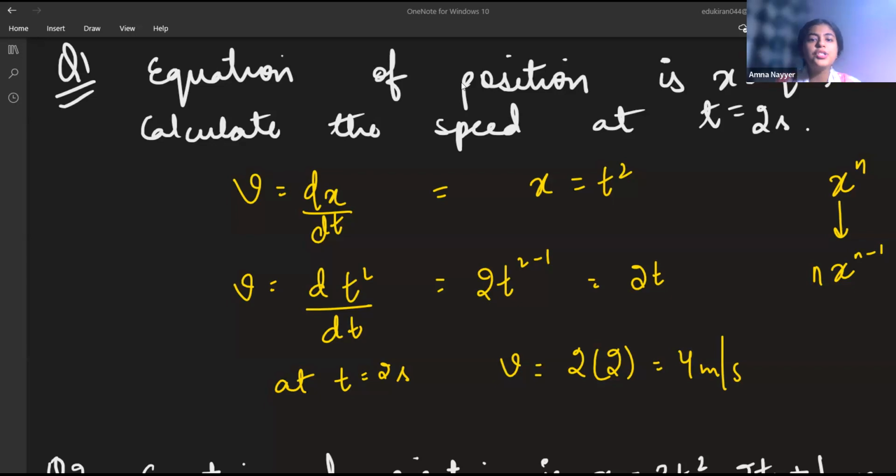This is motion in a straight line. All right, so this was the first question. X is equal to t square was given. Speed we had calculated at t is equal to 2 seconds.